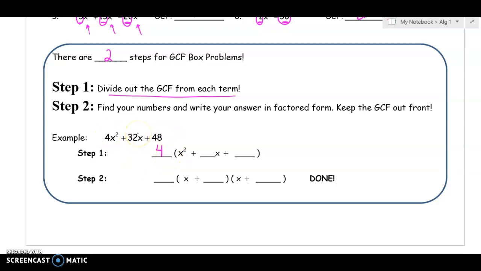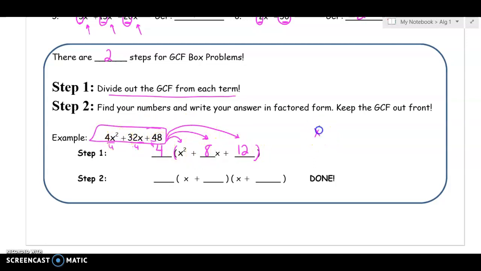Once you have that, you're going to have parentheses. All right, our first term is going to be an x squared, because if you were to distribute this, you'd have 4 times x squared, 4x squared. Then we're going to divide by 4 here. So we're basically dividing everything by 4. 32x divided by 4 is 8x. 48 divided by 4 is 12. If you were to redistribute the 4, we're not going to do that, but if you redistributed it, you would end up with this original problem back again.